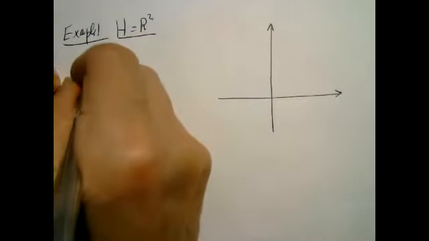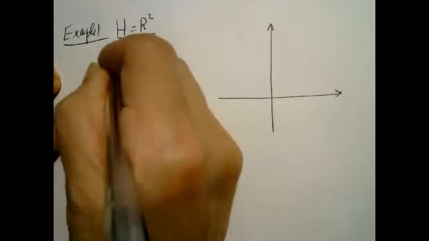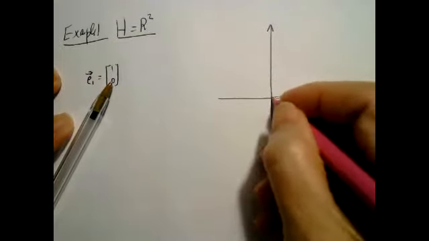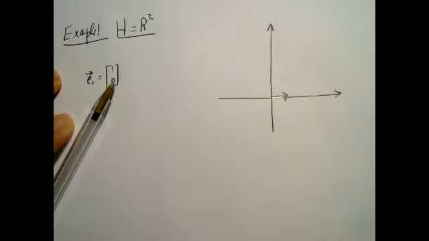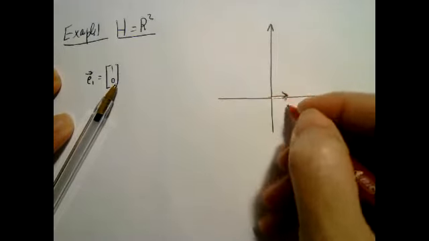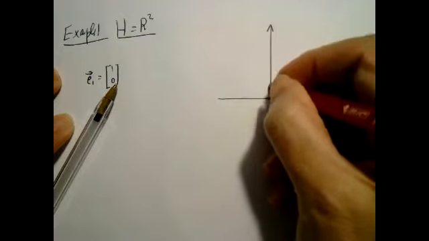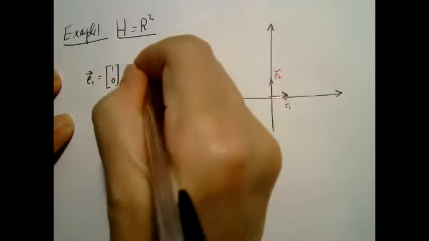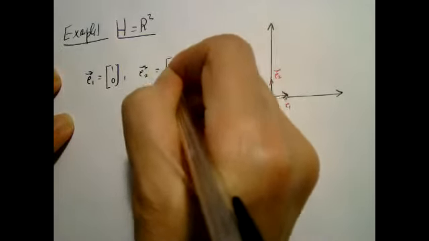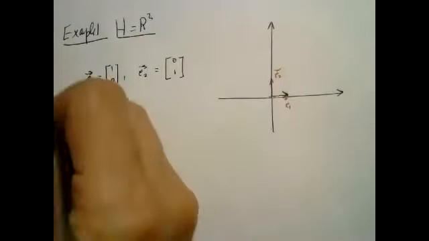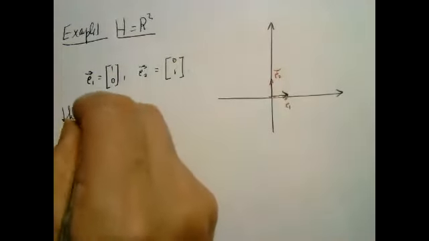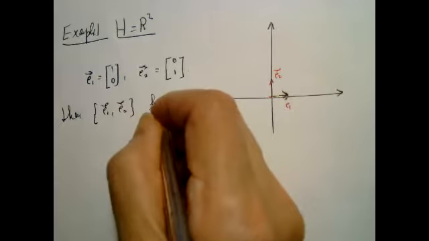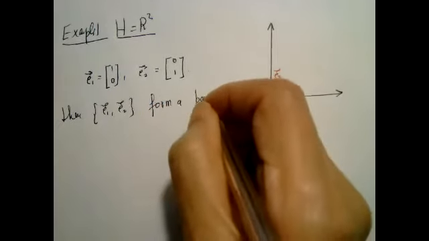Exactly. Suppose I take E1 to be the vector (1, 0). That's E1. And E2, the following vector. E2 is the vector (0, 1). Then those two vectors, E1 and E2, form a basis for R2.